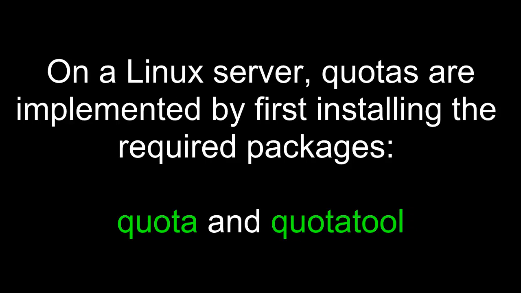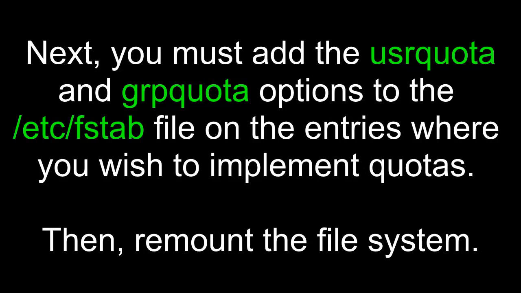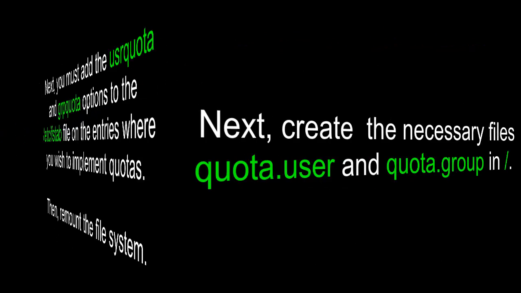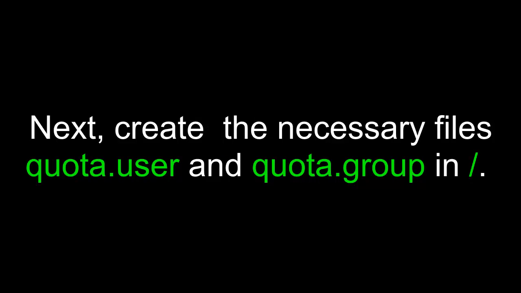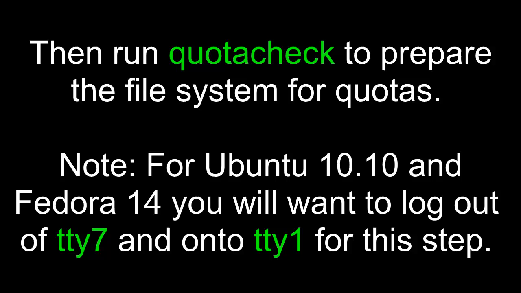On a Linux server, quotas are implemented by first installing the required packages, quota and quotatool. Next, you must add the user quota and group quota options to the /etc/fstab file on the entries where you wish to implement quotas. Then, remount the file system. Next, create the necessary files quota.user and quota.group in root. Then run a quota check to prepare the file system for quotas.